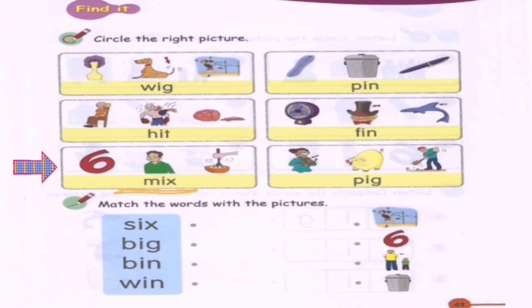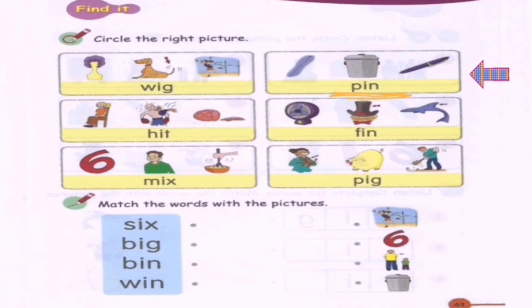Next box, the word there is mix. Now, circle the picture of mix. And for this box, the word is p-in-pin. Now, circle the pin.